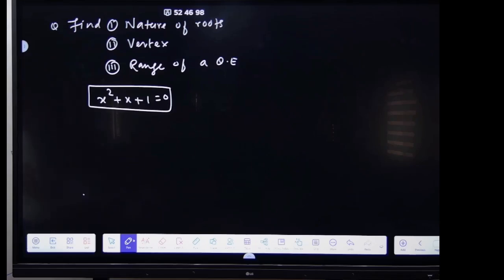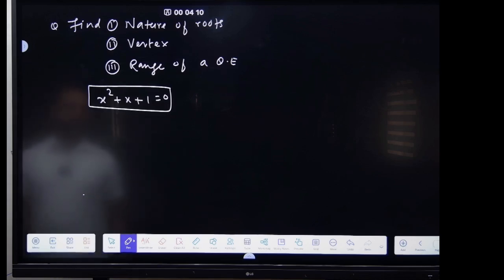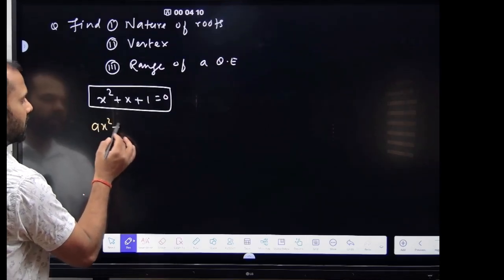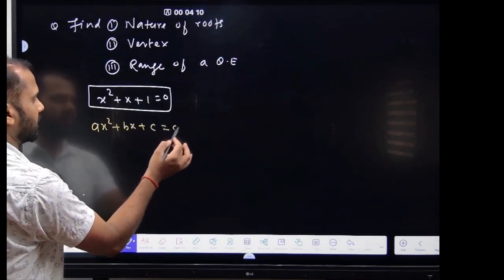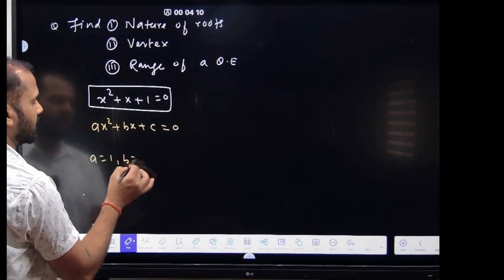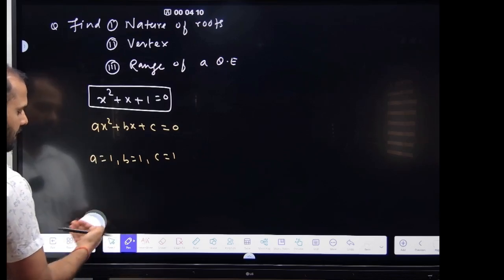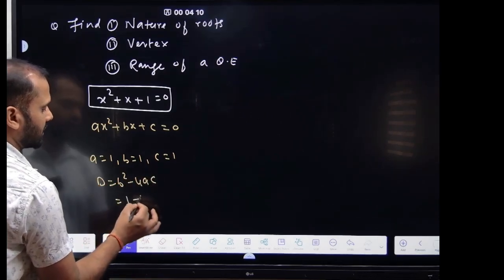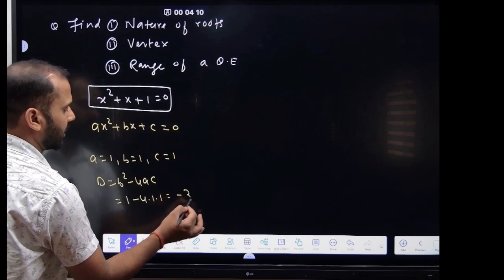So, now a quadratic equation is there. What is A, B, C? A is 1, B is 1, C is 1. Correct? D will give you the correct answer, so calculate D first. Comparing with ax square plus bx plus c is equal to 0, A is 1, B is 1, C is 1. Immediately calculate D also, b square minus 4ac. How much is it? 1 minus 4 into 1 into 1. Can I write minus 3?